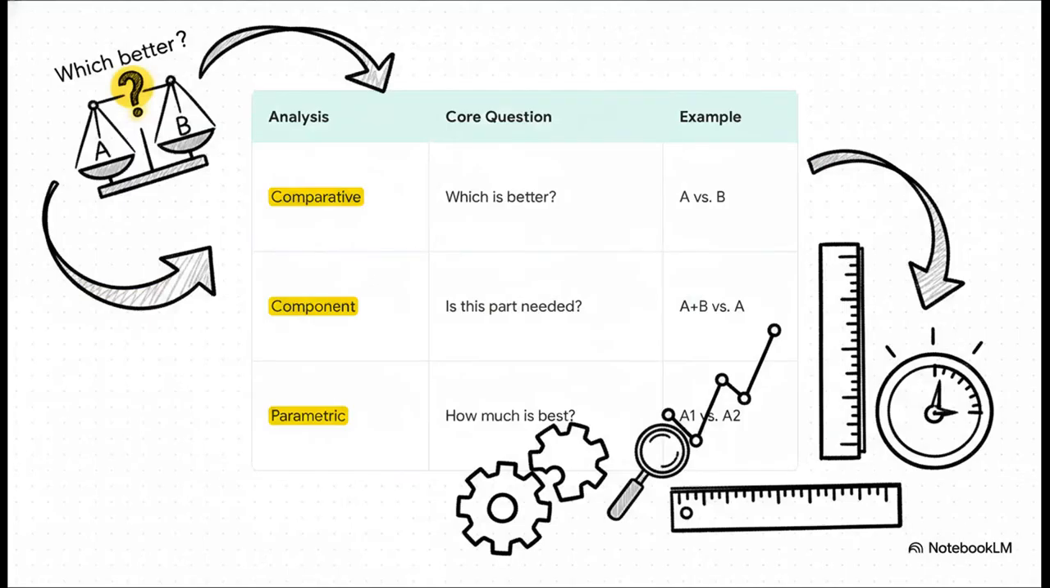Okay, so let's boil this all down because this is the critical part for the exam and for your practice. You have to know which question each analysis answers. So a comparative analysis asks, which is better? Component analysis asks, is this part necessary? And parametric analysis asks, how much is best? If you can just lock in that core question for each one, you will always be able to pick the right tool for the job.